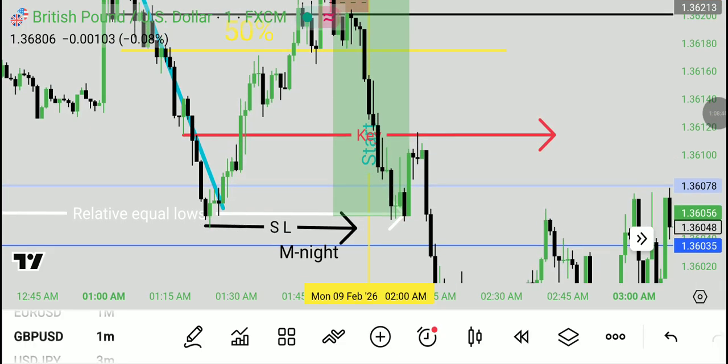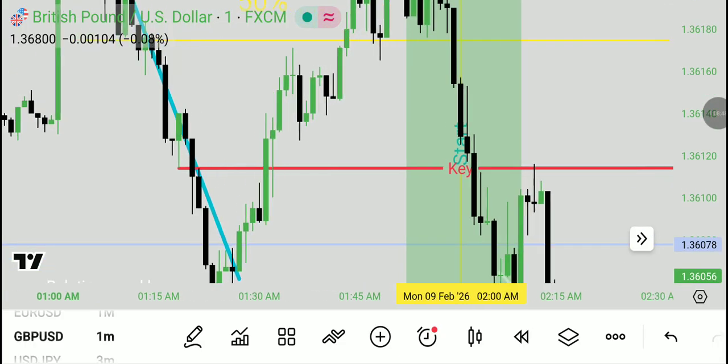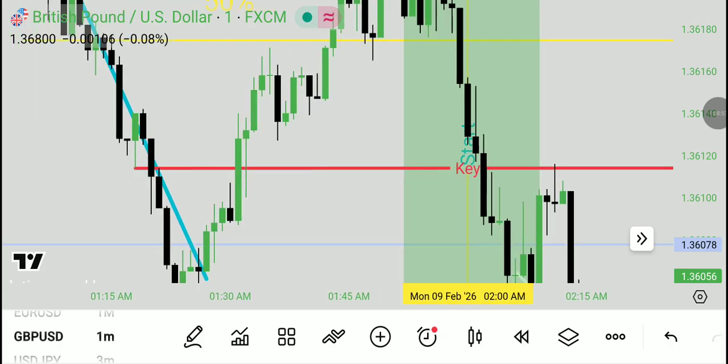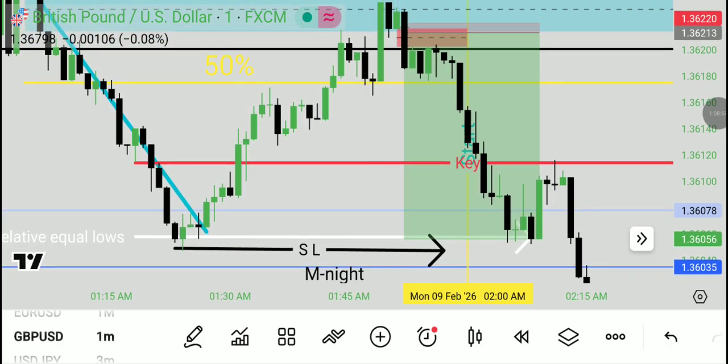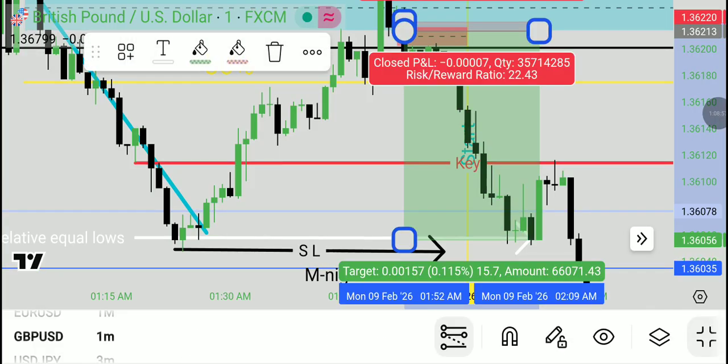It's enough. If this is more than 5% of your account, this should be 10% to 20%. How many ratio? 22 ROR. You can see how beautiful it is.